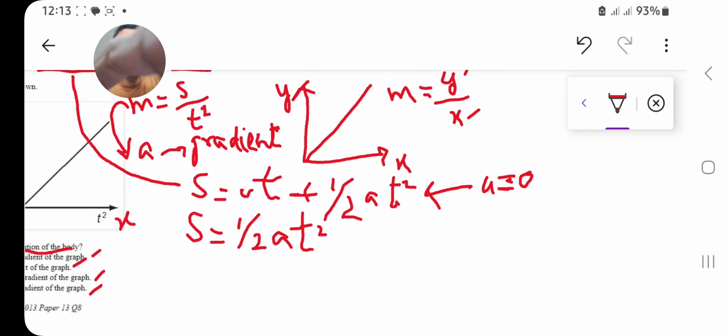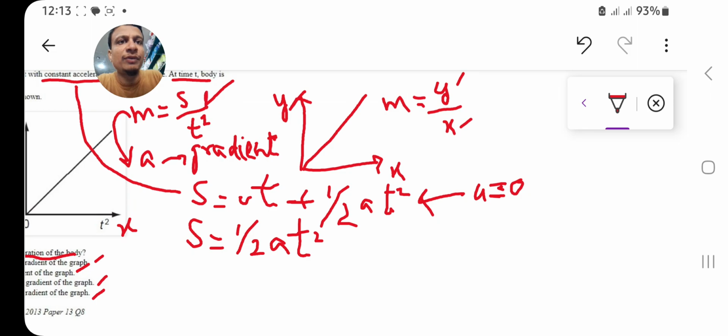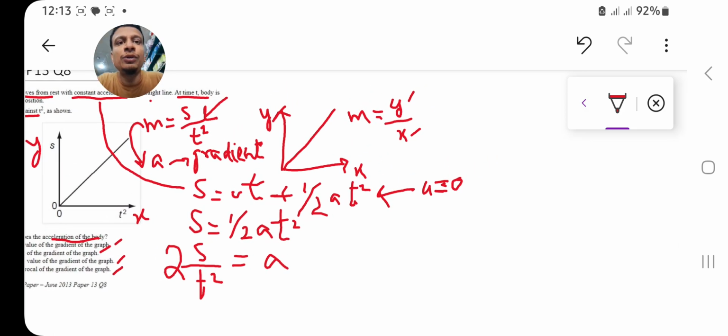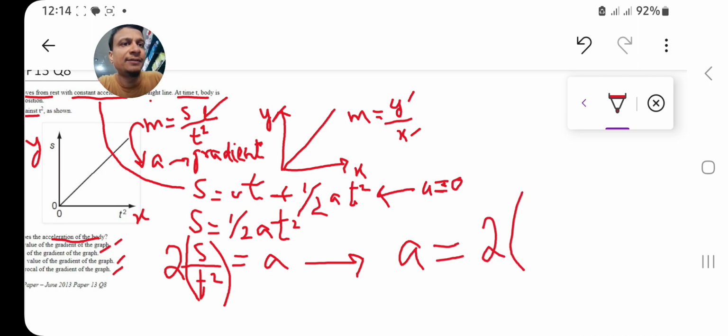We want to find s upon t square, because we need to find the gradient. So s upon t square equals half a. We keep a on the left-hand side and 2 towards the left. So a is equal to 2 into s upon t square. We know that s upon t square is the gradient, so it means that acceleration is equal to twice the gradient.